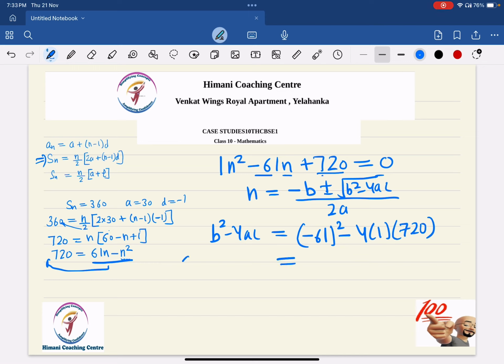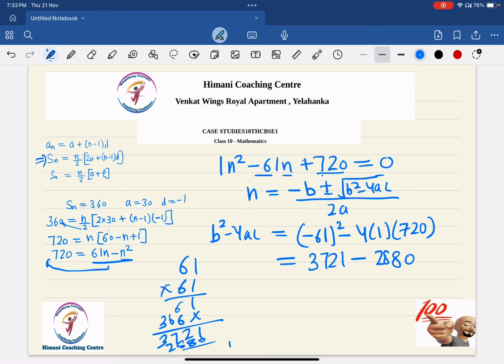Okay, now you guys can quickly do 61 times 61. So we get 3721 minus 2880. So subtract 2880 from this. So we get 841 as b square minus 4ac. Now we have to find the square root of this. So I have to find the square root.